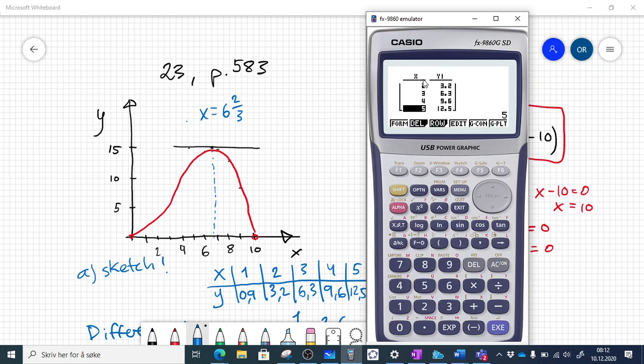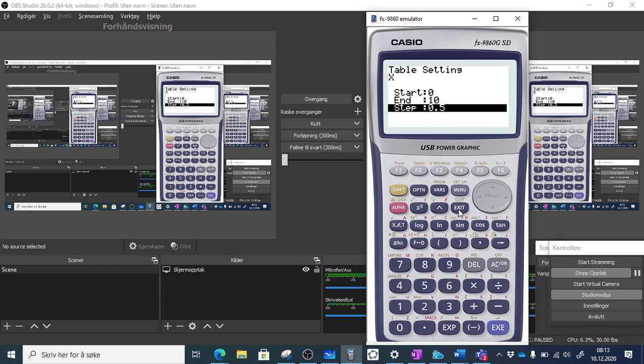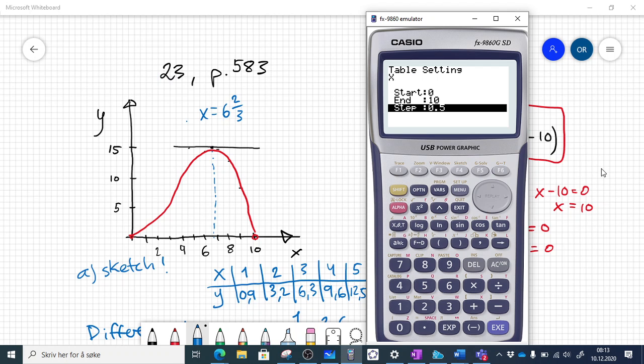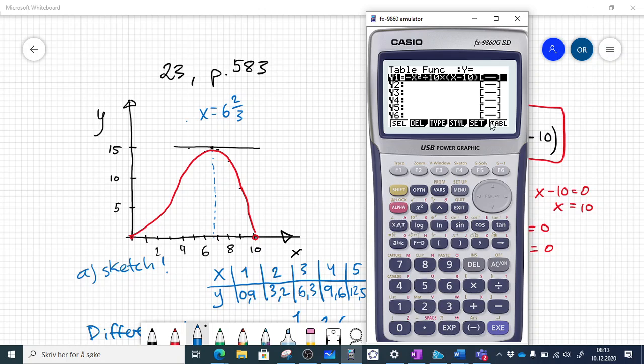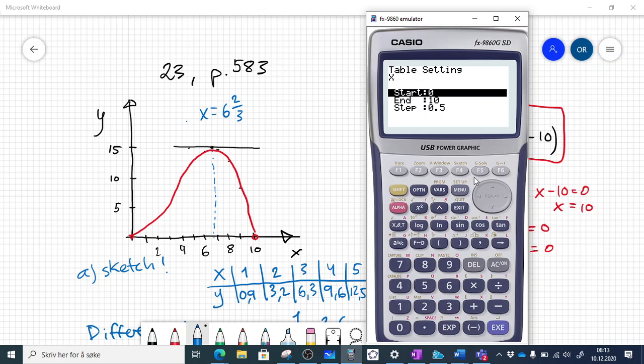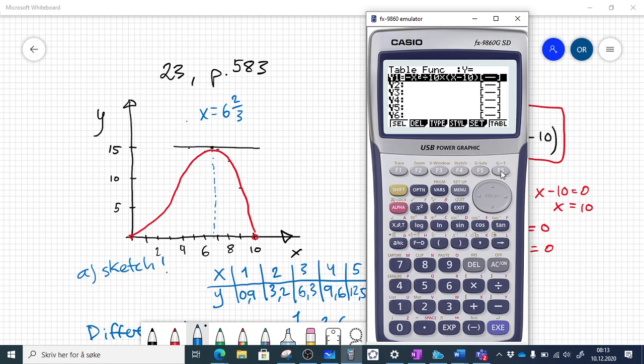This list only gives me some of the values, so I would like to have more values than this. So I've set this to start at 0 and end at 10, and with a 0.5 step, that means I'll get 20 values in my table. See, here, F5 for table set. If I now print my table, I get more values here.